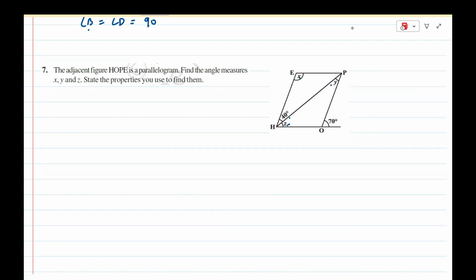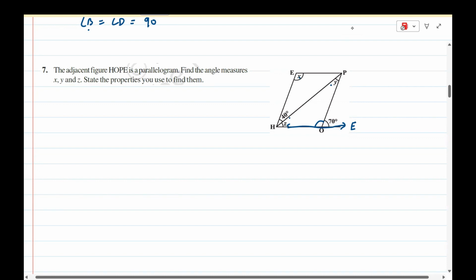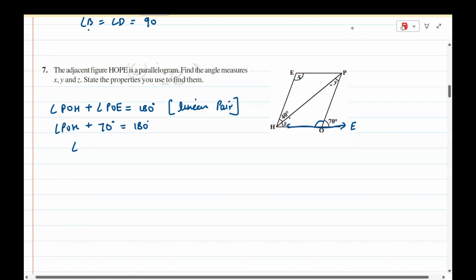Okay. So first of all, I can find angle O by linear pair, right? Linear pair means one straight line. If I take this one straight line, take this point as E so that we can mention their name. So angle POH plus angle POE is a linear pair, which is 180 degrees, right? So POH, I don't know. But angle POE is 70 degrees. From here, I can calculate POH, which is 180 degrees minus 70 degrees. And how much is it? Yes, it is 110 degrees.